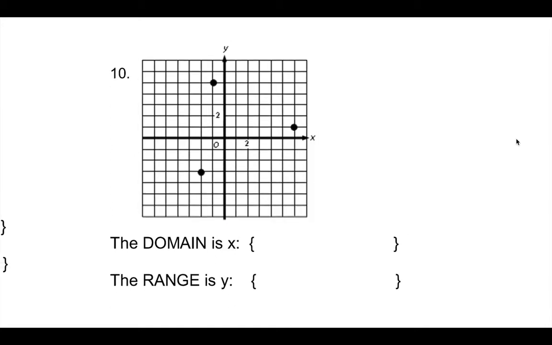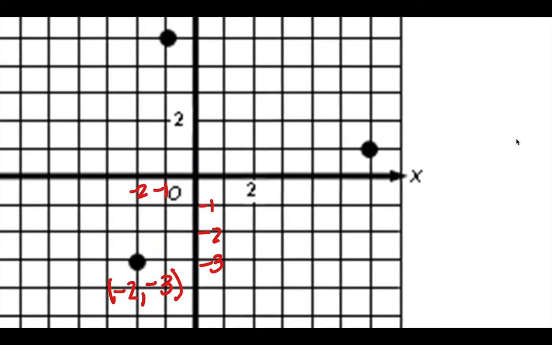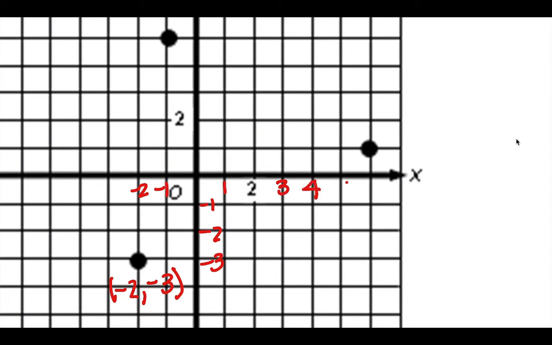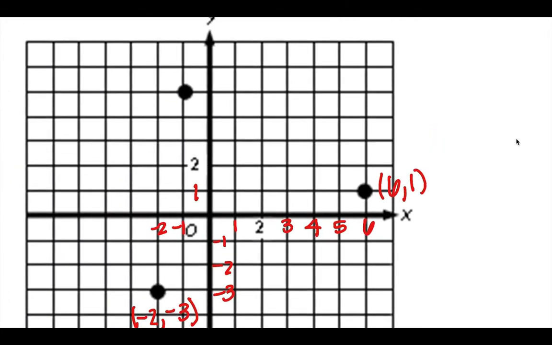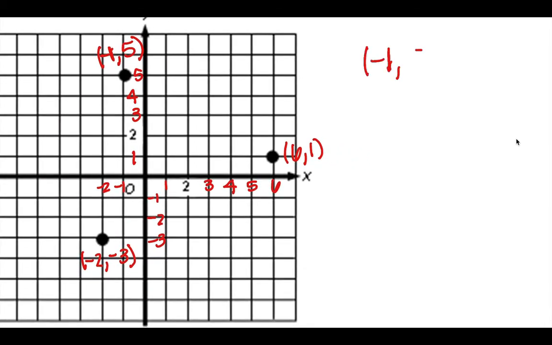Okay, so next I've got a graph. So first you're going to need to know what these points are located at. So if you look on here, this one is over -1, -2, and down -1, -2, -3. So this point is over -2, down -3. This next point is over 1, 2, 3, 4, 5, 6, and up 1. Over 6, up 1. And the last point is located up 5 over -1, up 5. So there's my points.